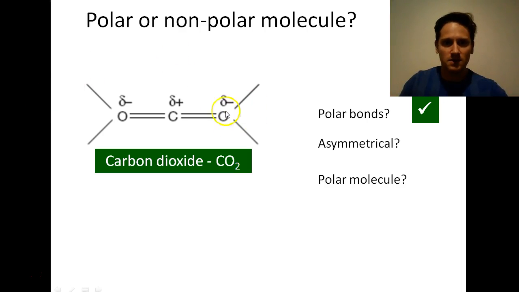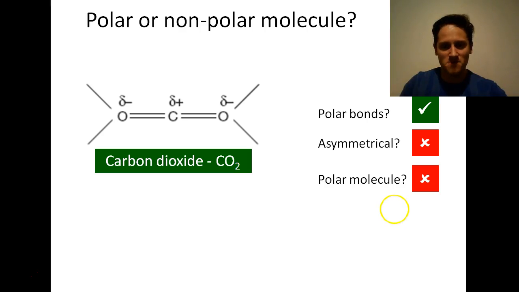Those dipoles are going to cancel each other out. So asymmetry is a big cross. It is actually symmetrical. So is it a polar molecule? No, it's not. How surprising. Even though you've got polar bonds, it's actually not a polar molecule because that symmetry on the left and right hand side cancels out the overall dipole. So the overall dipole of the molecule is cancelled out, so there's no difference in charge on either end, and it is not a polar molecule.